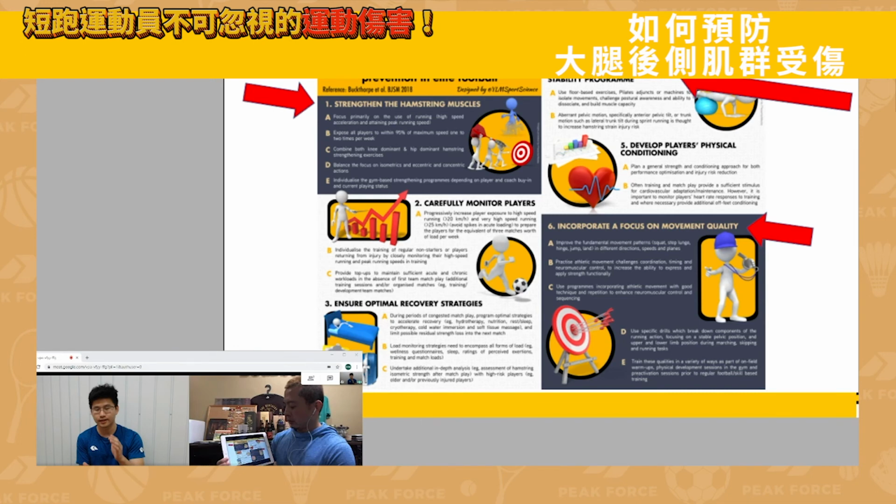Okay, so let's go through. I point out 3 main parts for this. The first one is talking about actually strengthening the hamstring muscle, which is kind of common, but the question is how to strengthen those muscles.